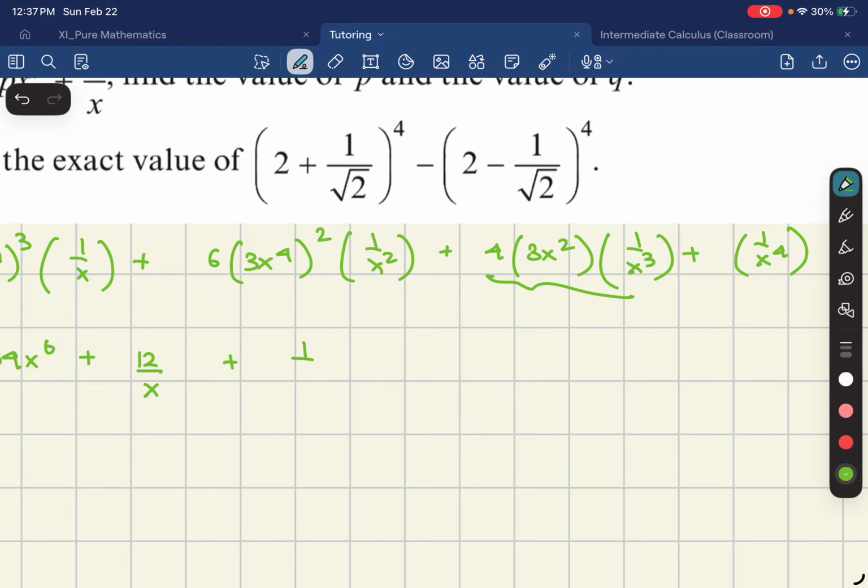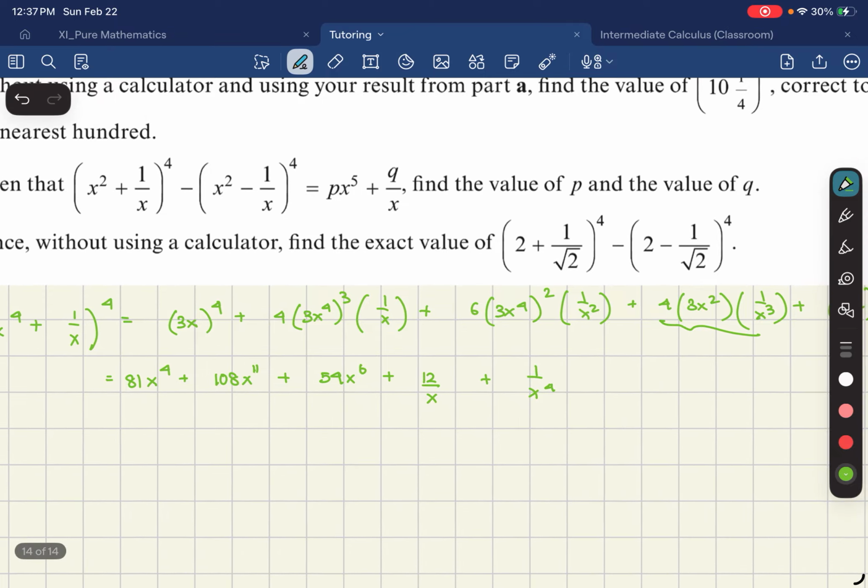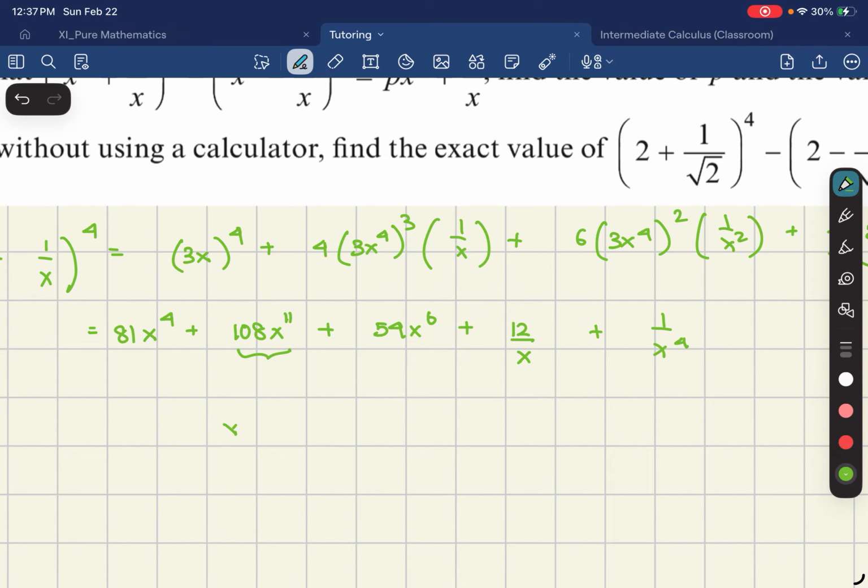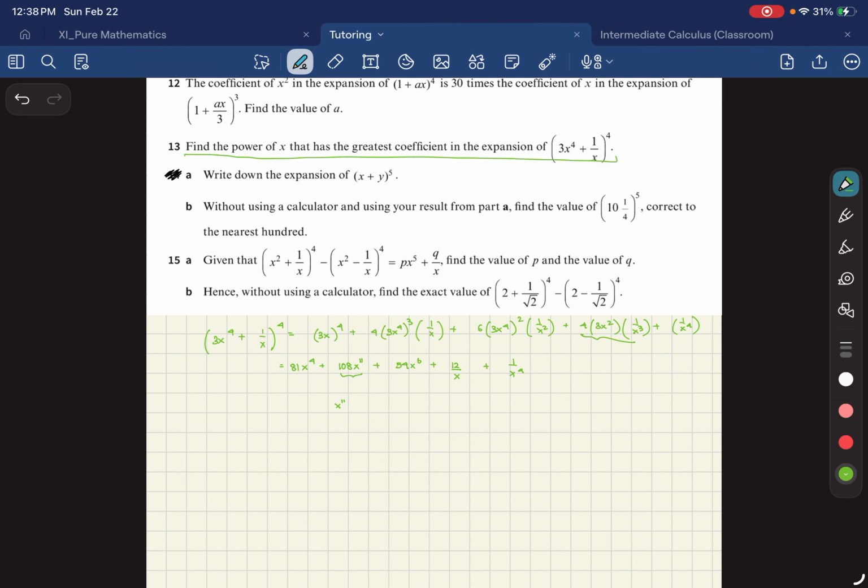And finally, we have 1 over x to the power 4. So which power of x has the highest coefficient? Well, it's going to be x to the power 11. That is what has the highest coefficient.